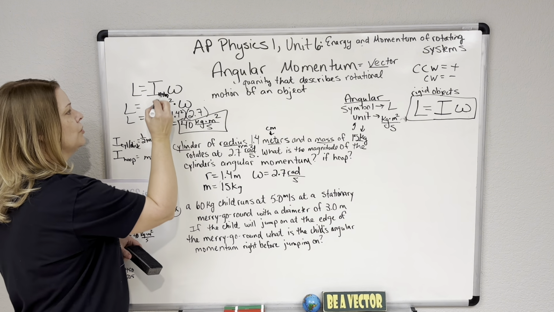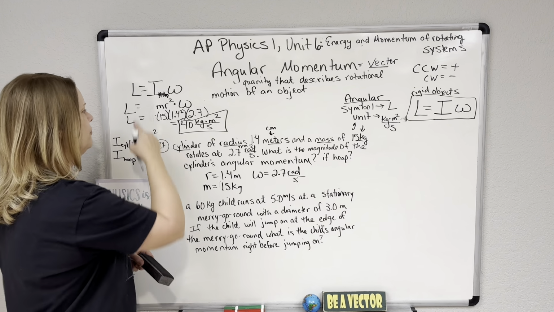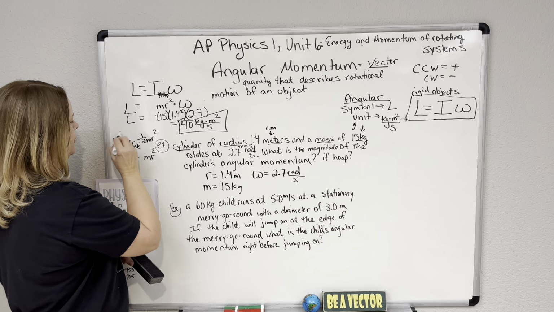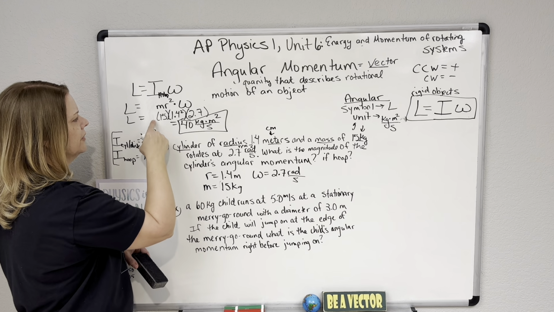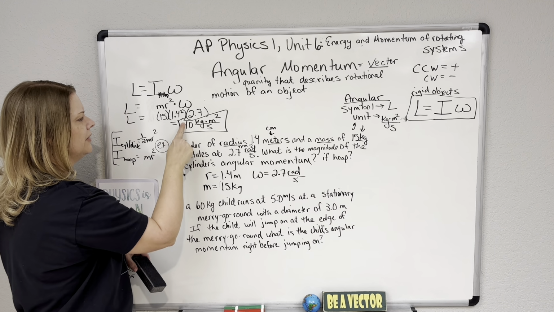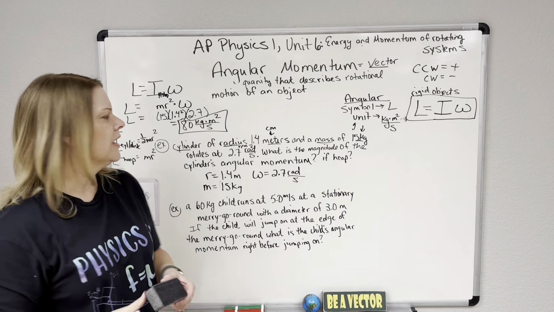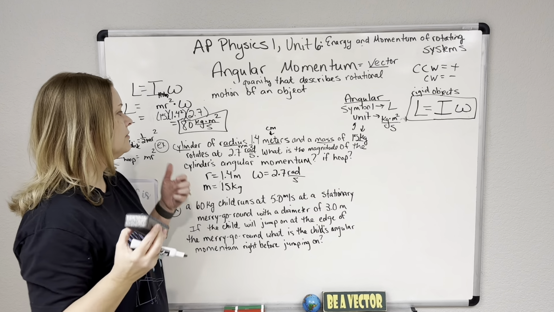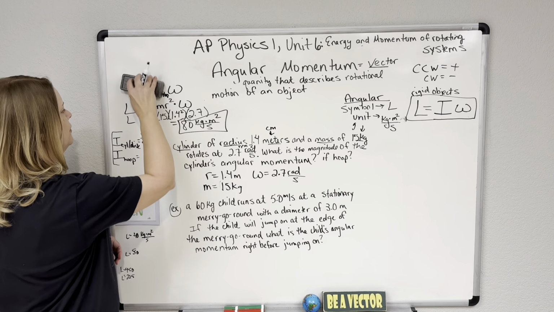They will give you the moment of inertia formula if you need it, except for these two. I like my students to memorize these two. We have mr squared times my angular velocity, so it's going to be 15 times 1.4 squared times 2.7, and that's going to have double the angular momentum, 80 kilograms times meters squared over a second. Perfect. That's exactly how you do it for a rigid object.